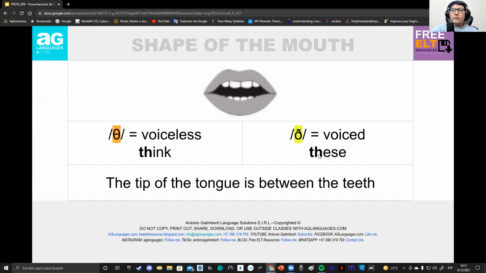These. And if you think about it, all demonstrative adjectives have this same sound. Those, that, this, all of them, the four of them, have this voiced consonant sound. It says the tip of the tongue is between the teeth. So here, right? The tip, only the tip of it.